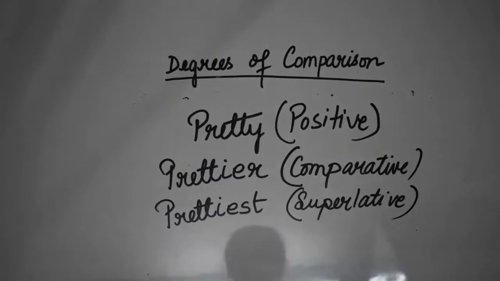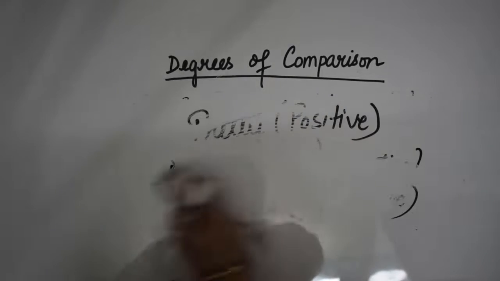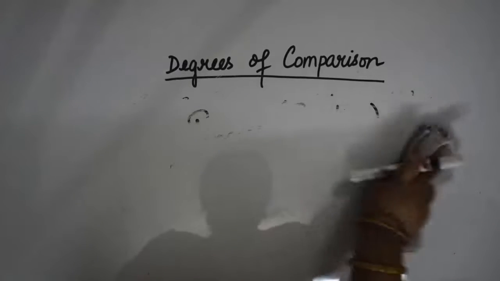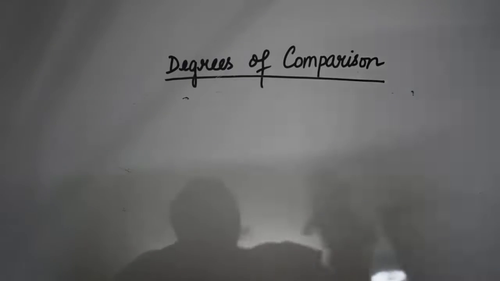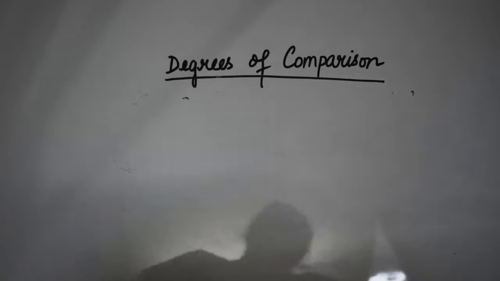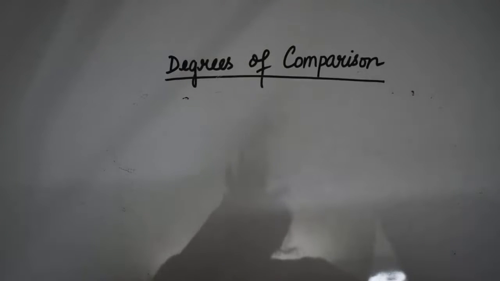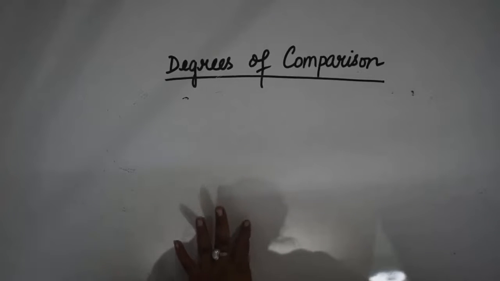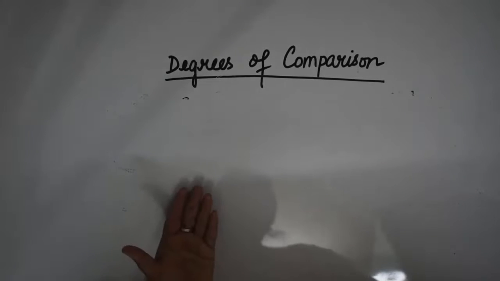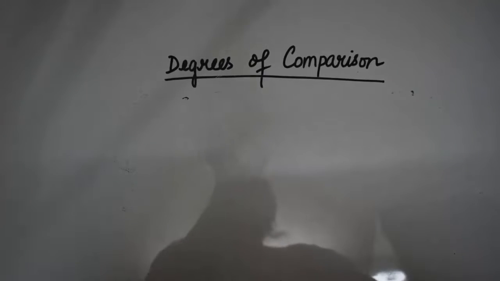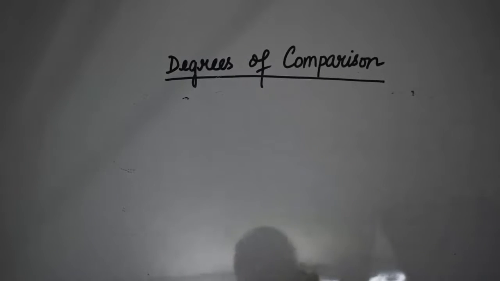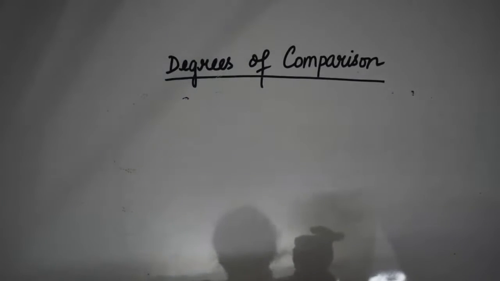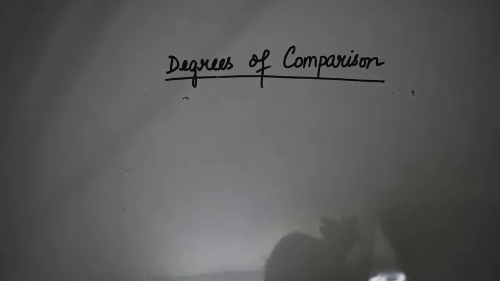Now, another rule for words ending in Y. There are again a few words which end in Y, but there will not be a consonant before the Y, there will be a vowel before the Y, right? So in that case, you simply add ER to the word to form the comparative and you add EST to form the superlative of the word, right?